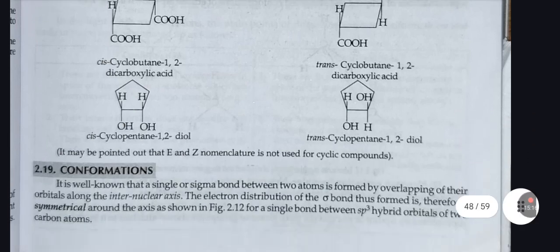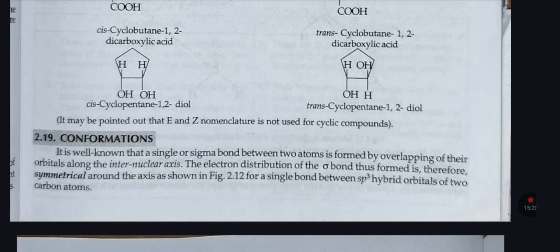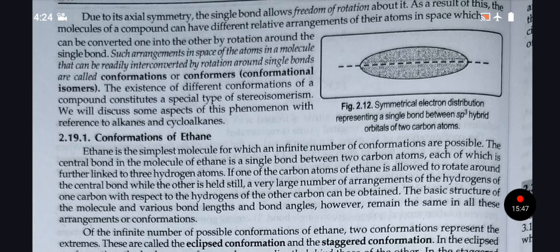Conformations. It is well known that a single or sigma bond between two atoms is formed by the overlap of their orbitals along the internuclear axis. The electron distribution of the sigma bond thus formed is therefore symmetrical around the axis, as shown in figure 2.12.1 to 4, a single bond between sp3 hybridized orbitals of two carbon atoms. Due to its axial symmetry, the single bond allows freedom of rotation about it.